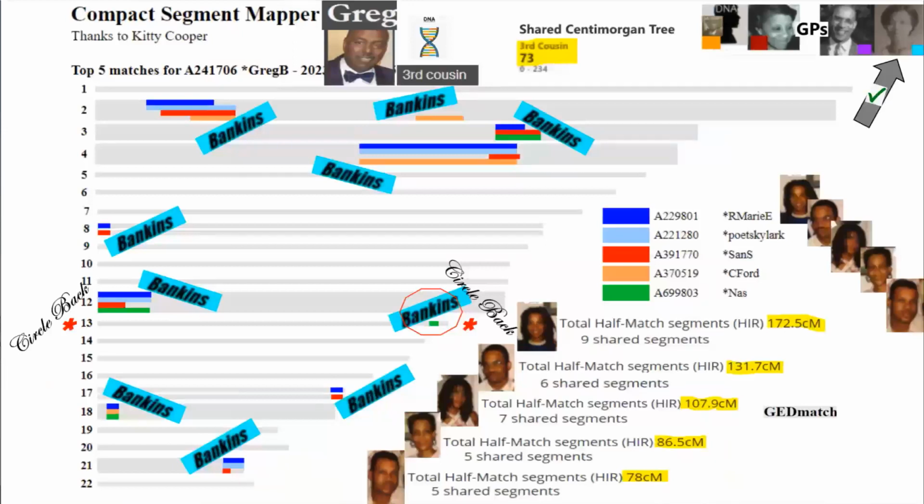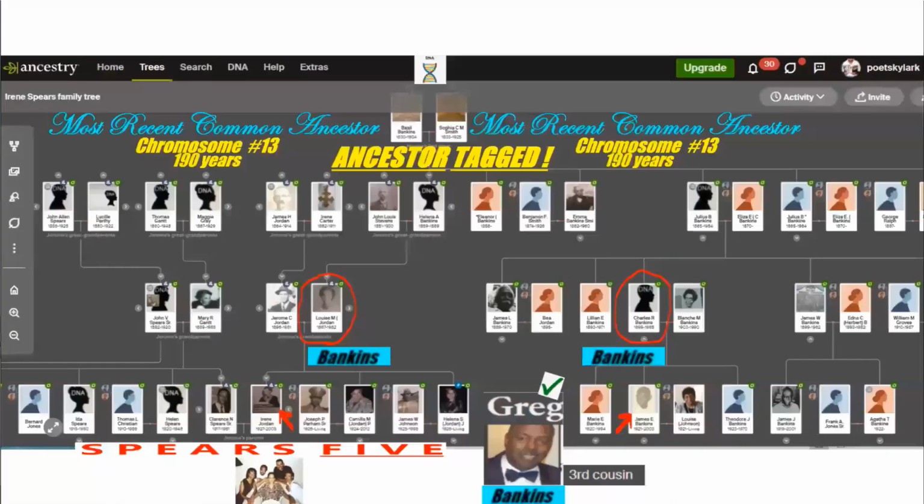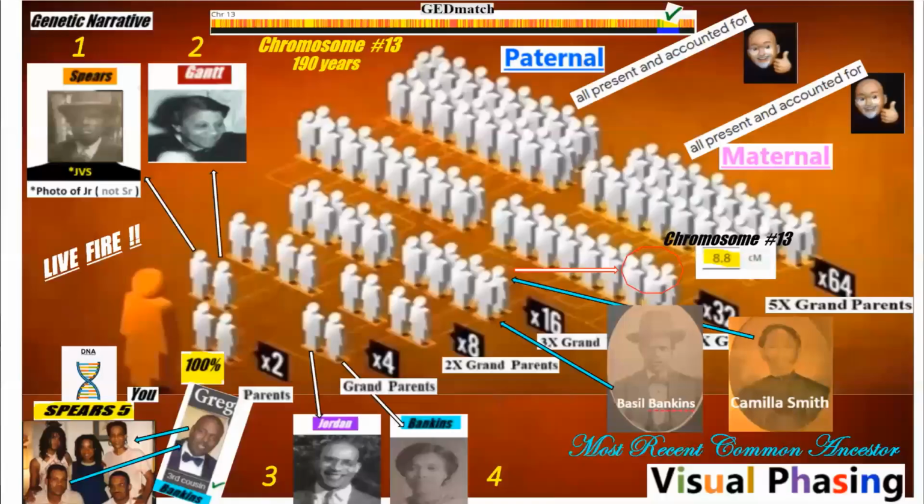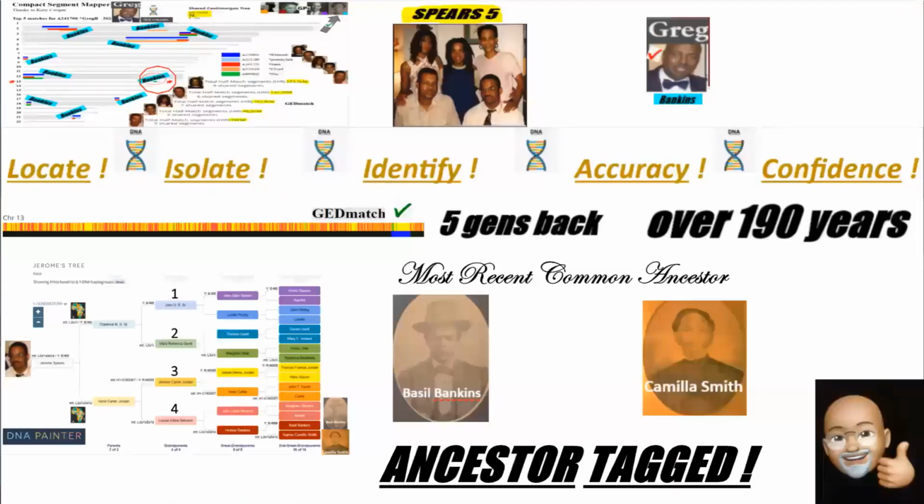So going back to chromosome 13 just for a second, Greg and his Bankins 3, along with the Spears 5, we were able to ancestor tag a segment of DNA going back almost 190 years on chromosome 13, back to our most recent common ancestors. This is all coming from a small, single 8 centimorgan segment. So there's goodness in being able to do this. So going back many generations, we can locate, isolate, and identify with accuracy and confidence. We can find our people.